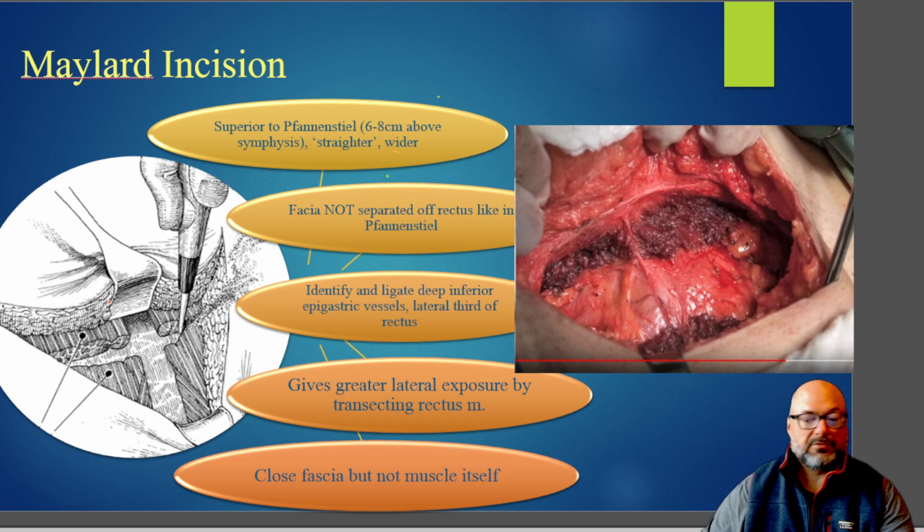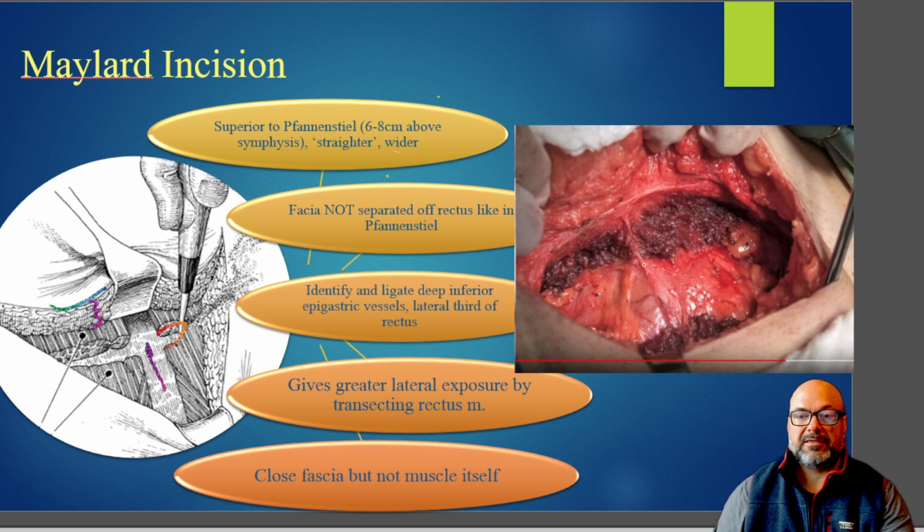So over here on the left, again, they've gone through skin, subcutaneous layer here. They've incised fascia, but left it attached to the muscle. And then here they're using electrocautery to open the muscle itself. And then here would be peritoneum.